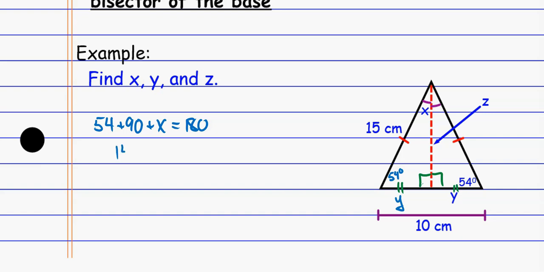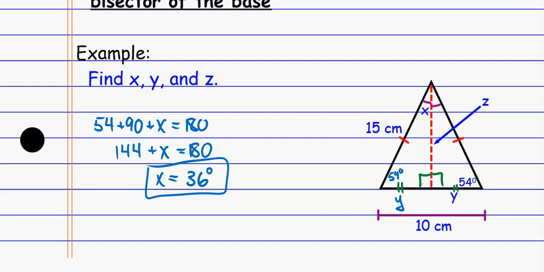So when I add these together, let's see, 144. And I subtract that 144 from each side, so it looks like 36 degrees, okay? So there's x. Let's talk about the y values and the z value here.